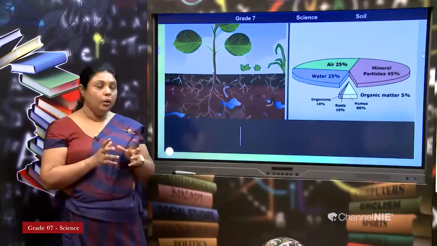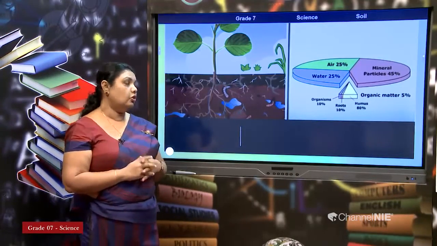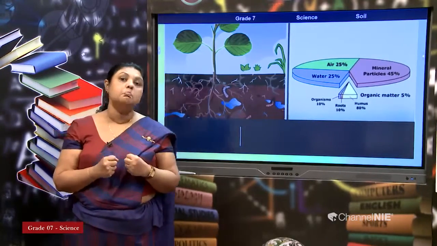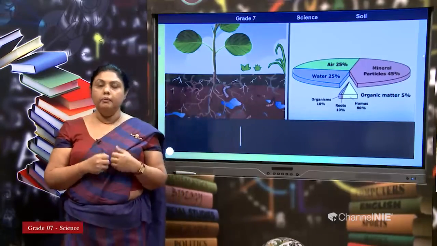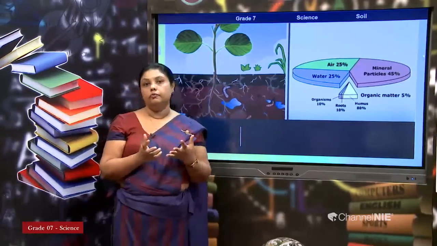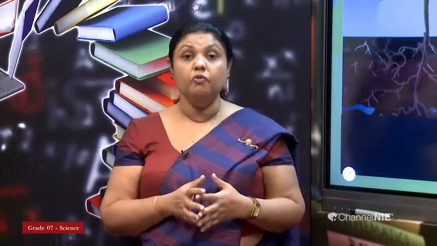Now, this is the composition. Composition means how it is made. For example, when you take one of your toy cars, it is made of small tires, windscreens, then the body of the vehicle, so many parts. In the same way, soil is made up of different components.